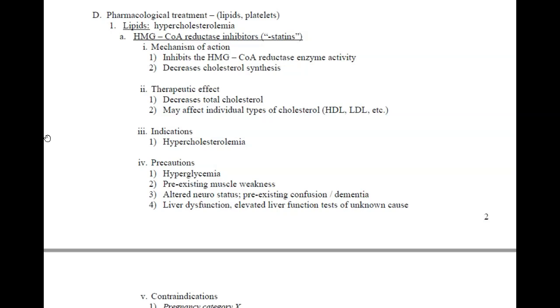So what's the mechanism of action? So how does that work? Statins work by inhibiting the HMG CoA reductase enzyme activity in the liver, which is required in order to produce cholesterol. And so that results in a decreased cholesterol synthesis, which decreases the rate of cholesterol production.